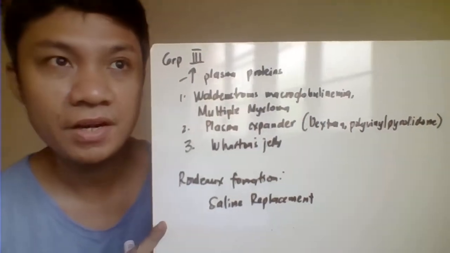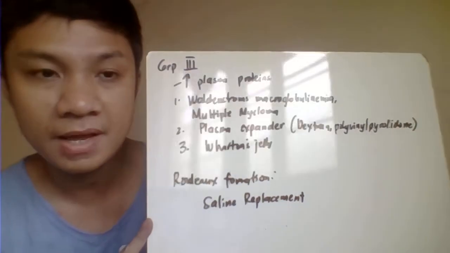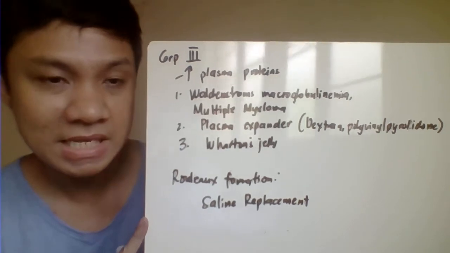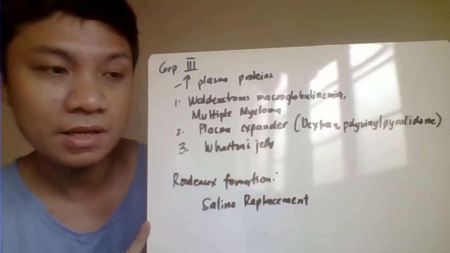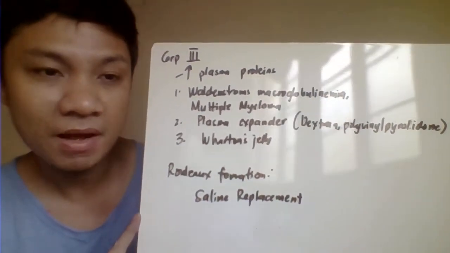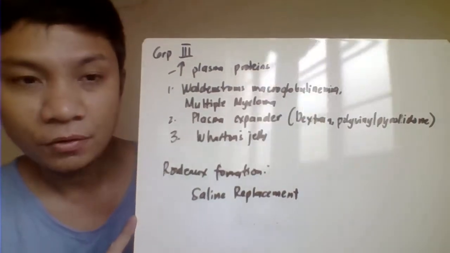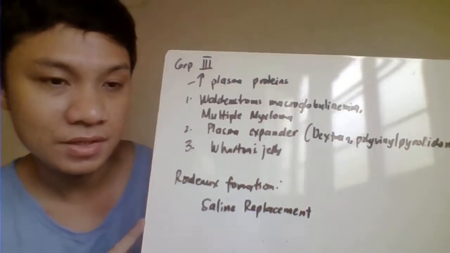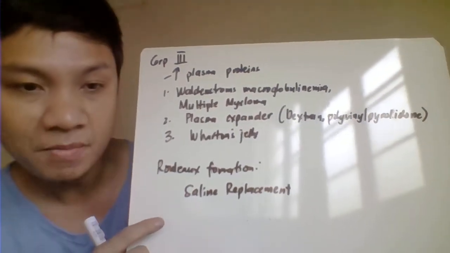Okay, then we have here your group 3 discrepancy. Group 3 discrepancy is characterized by increased plasma proteins, as in multiple myeloma and even Waldenstrom macroglobulinemia, or increased plasma volume expanders like dextran, polyvinyl pyrrolidone, or contamination with Wharton's jelly. So most likely, increased plasma protein would cause rouleau formation.